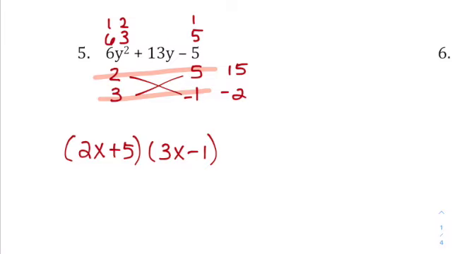Example number 5, you notice I actually picked 2 and 3, and I flip 5 and 1, okay? I flip 1 and 5 become 5 and 1. And then that is going to be 15.